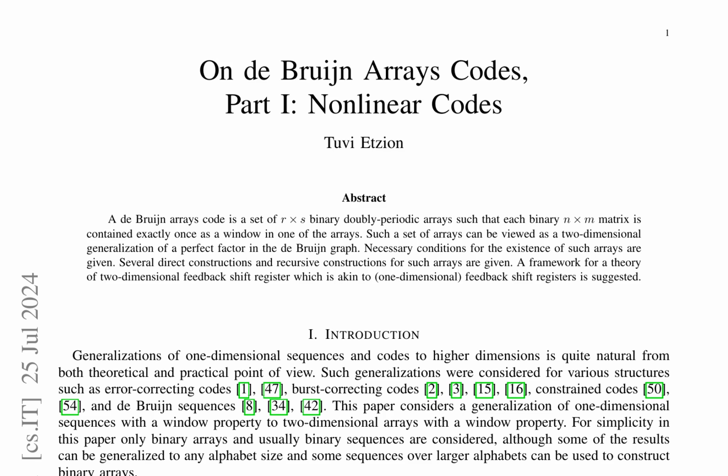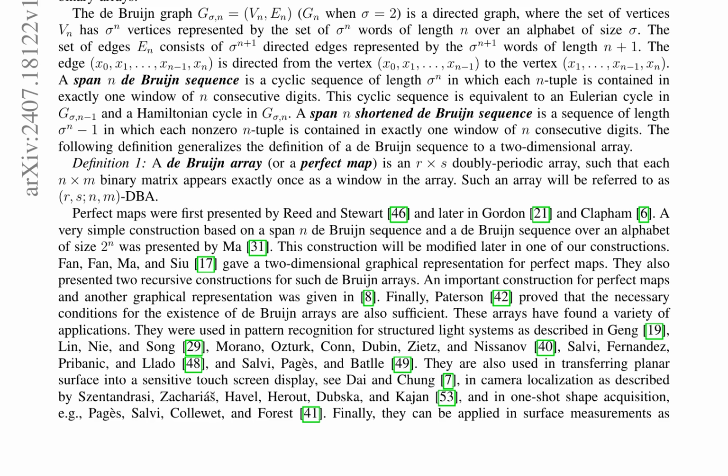The de Bruijn graph G sigma n is a directed graph, where the set of vertices Vn has sigma^n vertices represented by the set of sigma^n words of length n over an alphabet of size sigma. A span n de Bruijn sequence is a cyclic sequence of length sigma^n in which each n-tuple is contained in exactly one window of n consecutive digits. This paper focuses on binary arrays, but notes that some results can be generalized to any alphabet size.